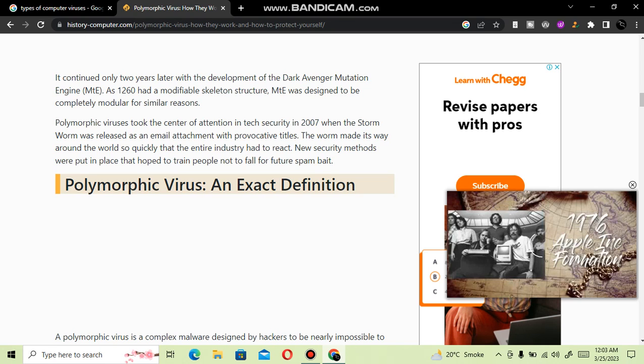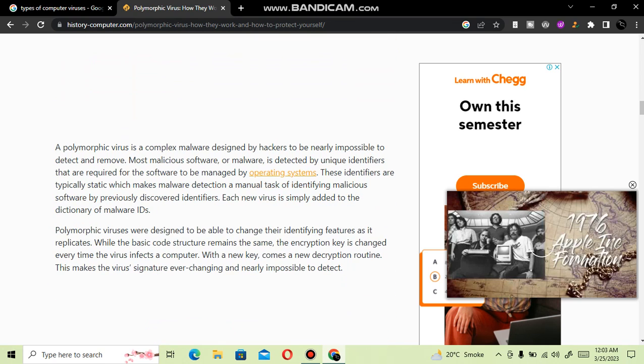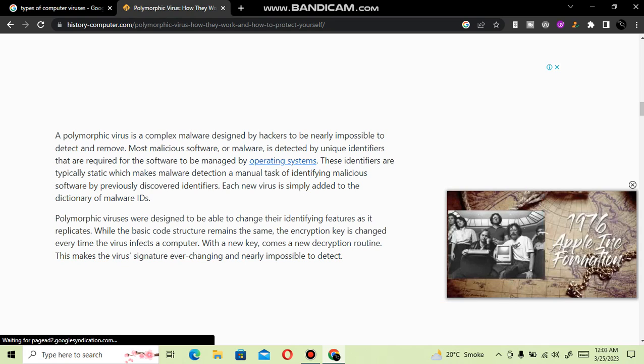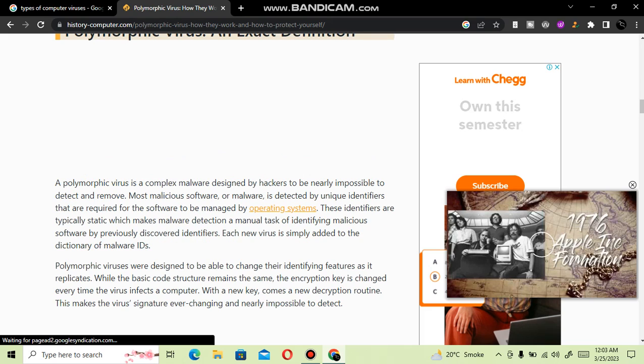Polymorphic virus exact definition. A polymorphic virus is a complex malware designed by hackers to be nearly impossible to detect and remove. Most malicious software or malware is detected by unique identifiers that are required for the software to be managed by the operating system. These identifiers are typically static, which makes malware detection a manual task of identifying malicious software by previously discovered identifiers. Each new virus is simply added to the dictionary of malware IDs.